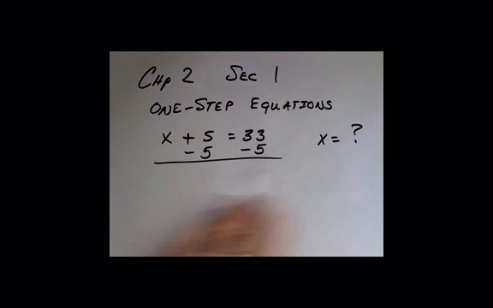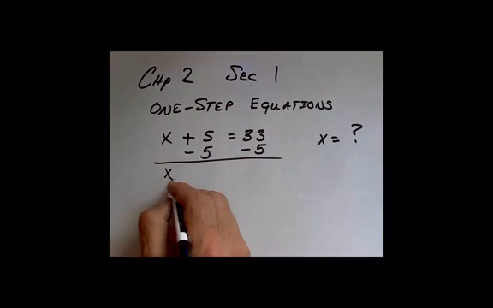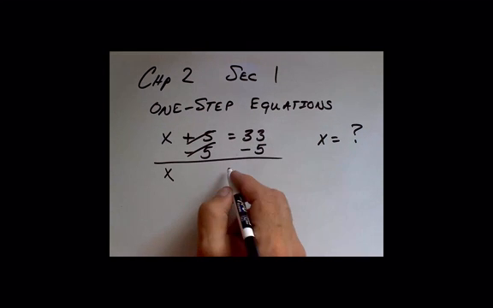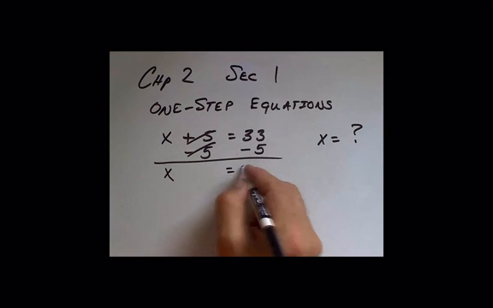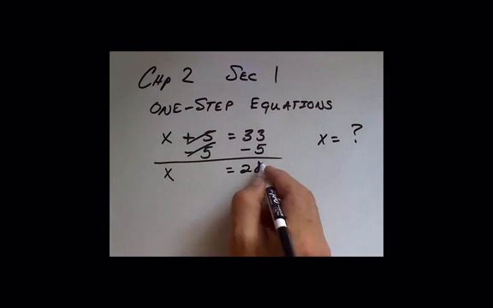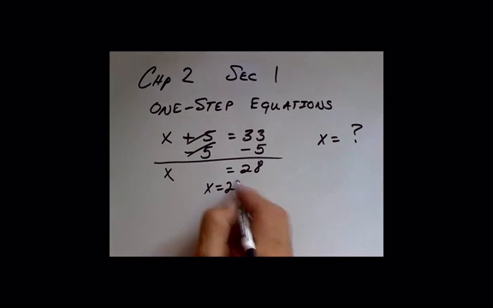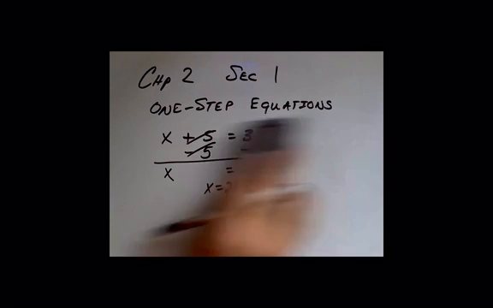If we solve this now, x comes down, the 5's cross out, and 33 minus 5 is 28. We now have solved for x. You'll hear that term: solve for a letter, solve for x. In this case now, x equals 28. Let's take another one for an example here.